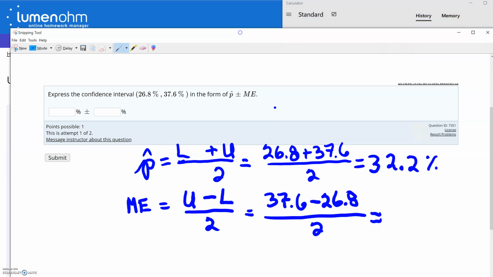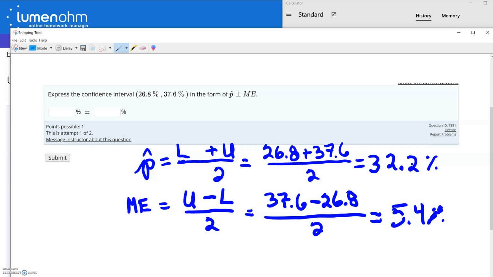And now you can kind of check this just to make sure you did all the calculations correct by adding these two numbers together. So if you add 32.2 plus 5.4, you do get 37.6.